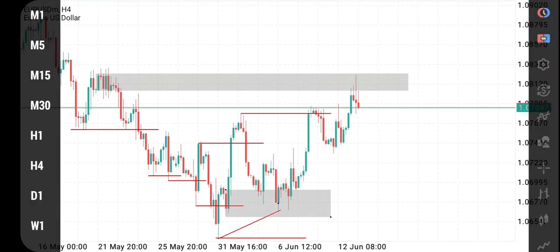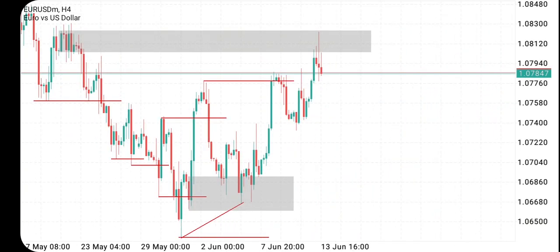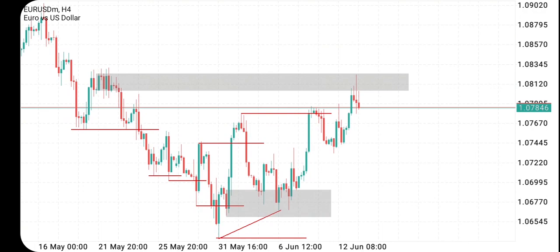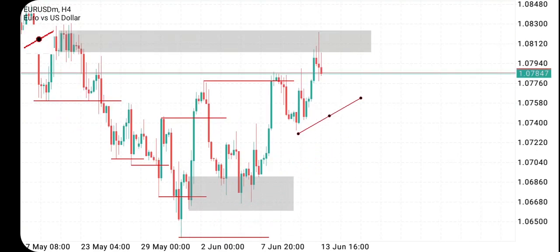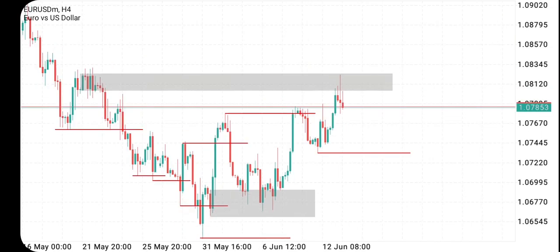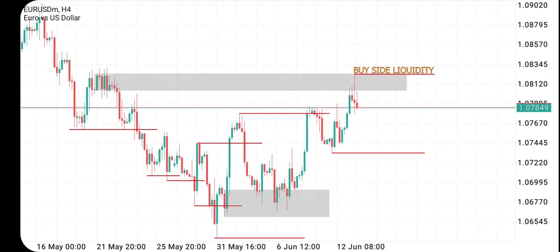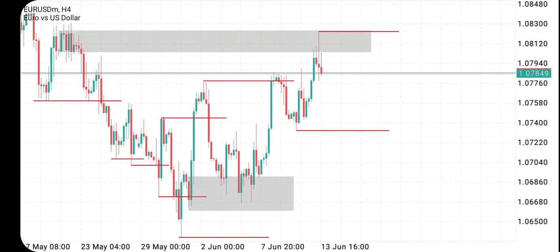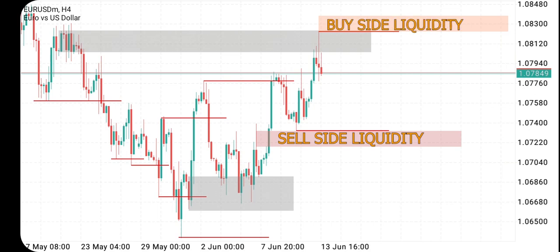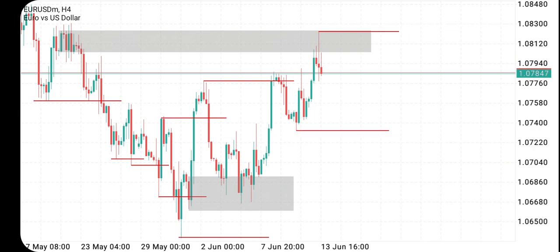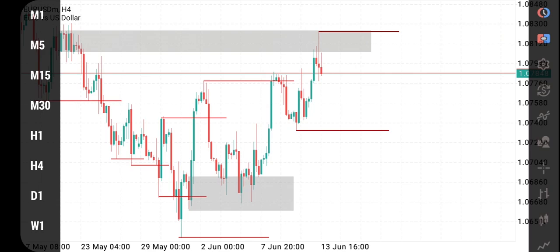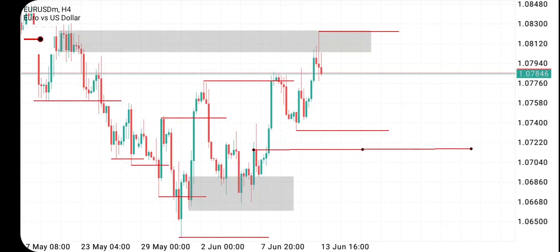So now what we're looking for is, let's look at the range in which the price is in. It's in between this low, which contains the sell side liquidity, and that high, which contains the buy side liquidity. So price can either reach for the buy side liquidity or for the sell side liquidity. Now, what's below the sell side liquidity or the buy side liquidity? We have to look at what's below and what's above, like the interest point. What's below the sell side liquidity is a 4-hour mitigation block.